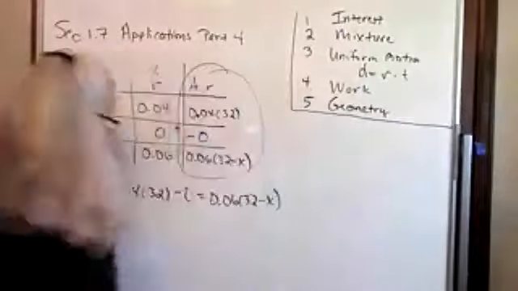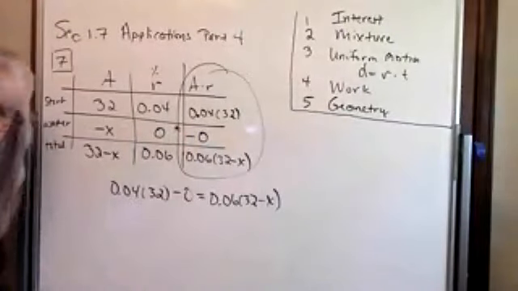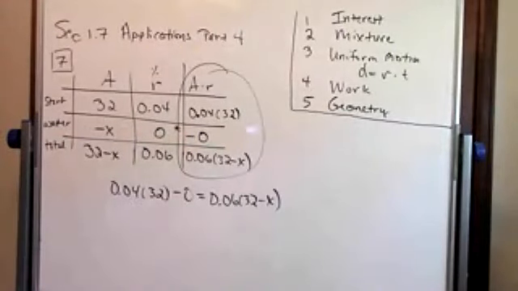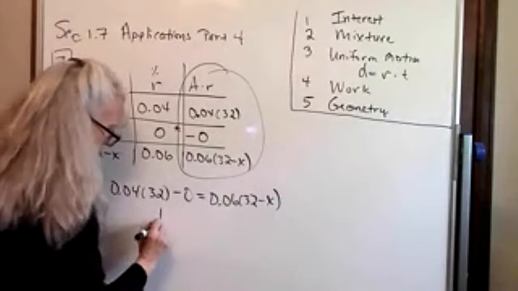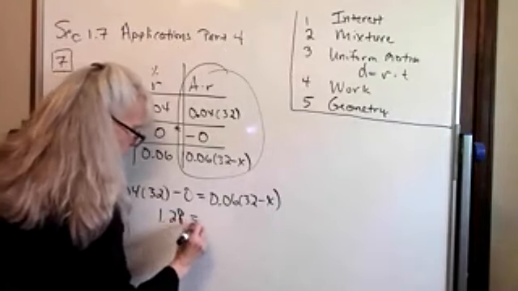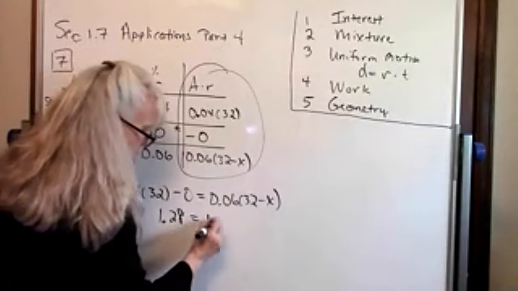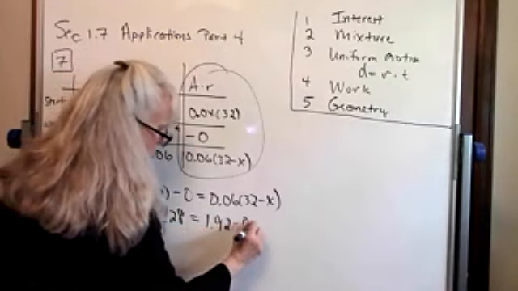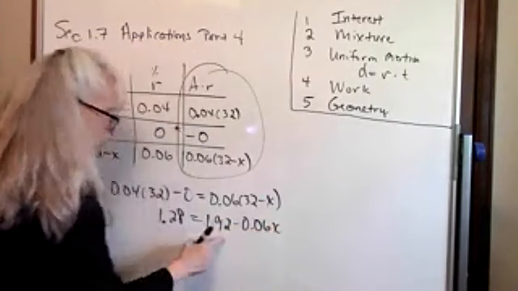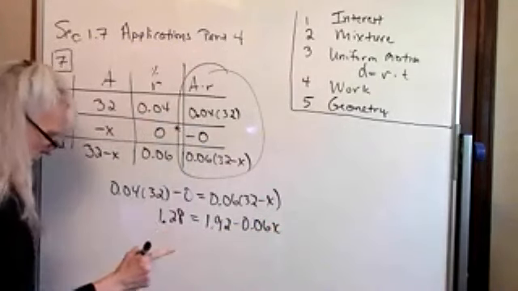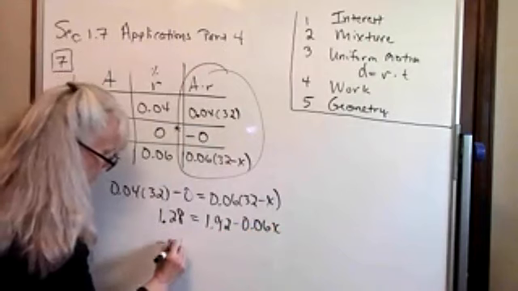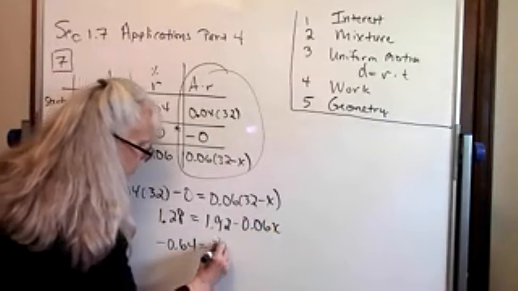Oh, we can solve that. 0.04 times 32 comes out to be 1.28. I'm going to drop the 0. I don't need it. 0.06 times 32 is 1.92 minus 0.06x. I'll subtract the 1.92 from this side, and when you do that, you end up with a negative 0.64 equals a negative 0.06x.